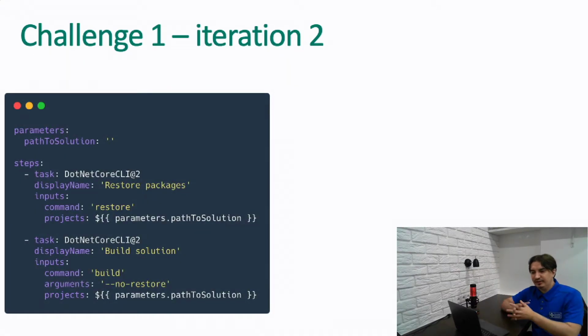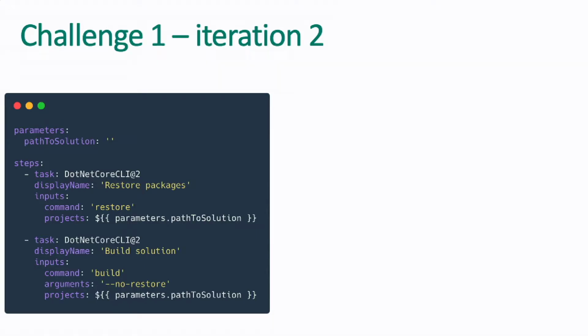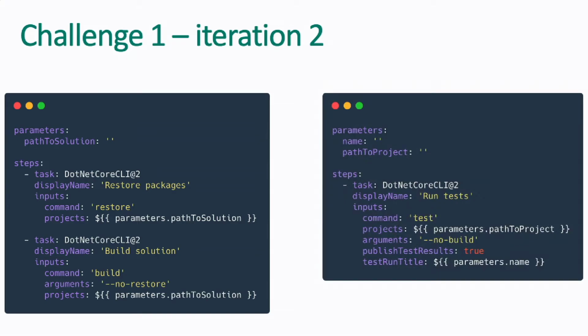For the second iteration, we decided to use that cool feature called templates. So we defined the first template, as you can see here. This template consists of basically two parts, the package restore and the build. And this was our kind of definition, the group of tasks, of how we built our app in the first place. And this was the second template that we defined.